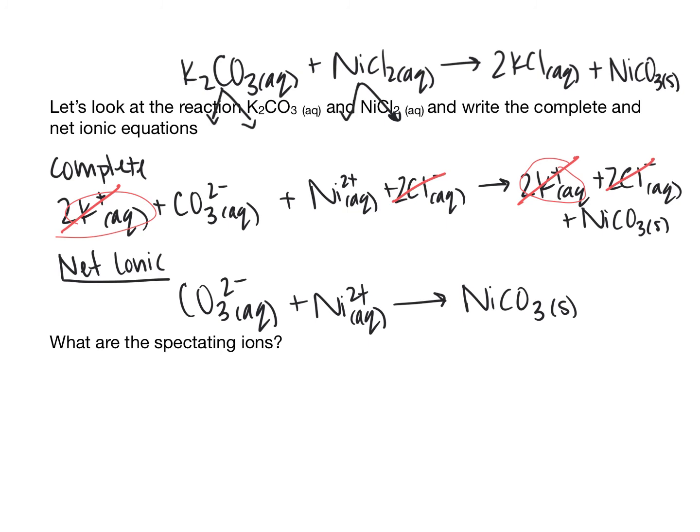The other ions, the K plus and Cl minus, are spectating ions. A spectating ion means it's not involved in the chemical process. So when we look at this, what we see is that the potassium ions and the chloride ions are not involved in any way, shape, form, or fashion.